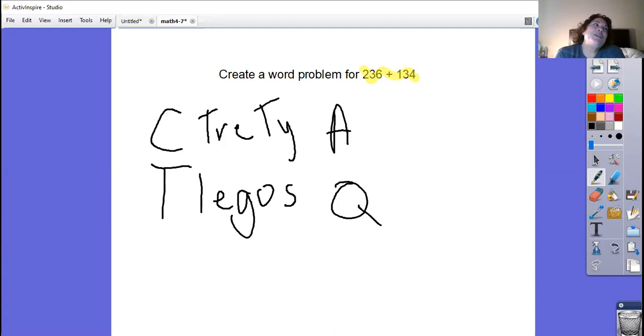So what is the action going to be? I need an action that's going to mean to do some joining, some addition. Let's see, how about maybe they're buying some more? That could be addition. Maybe they're putting them in a bucket. I like that. They're cleaning up. I like that a lot. So my action is going to be to put together.